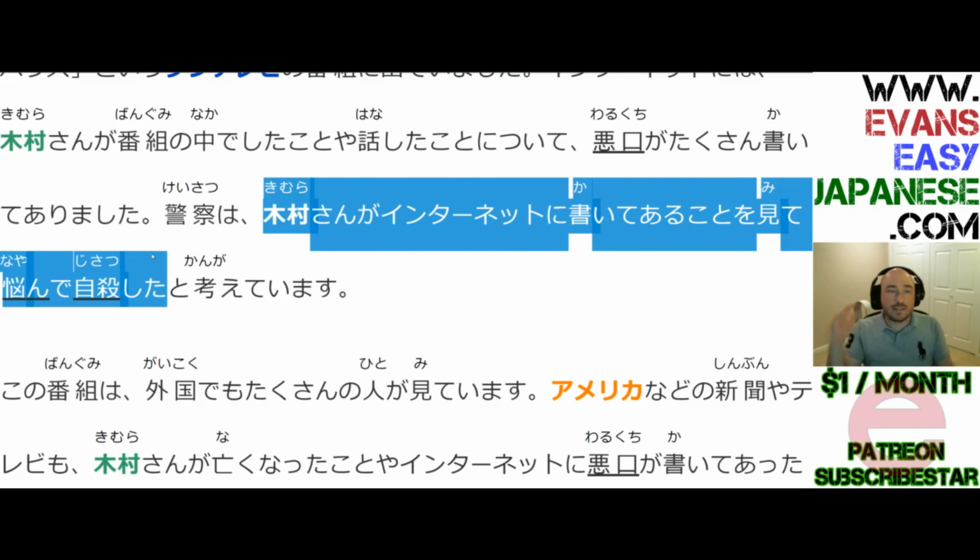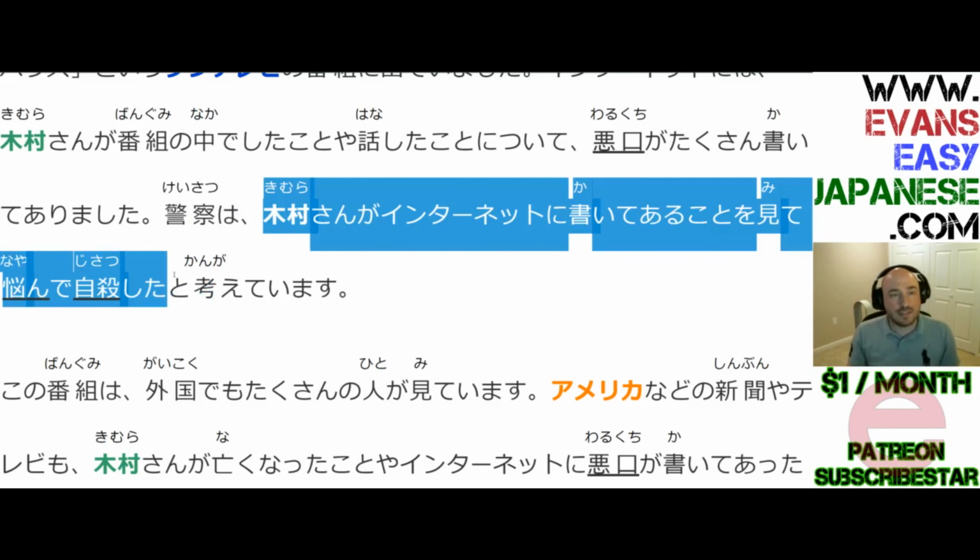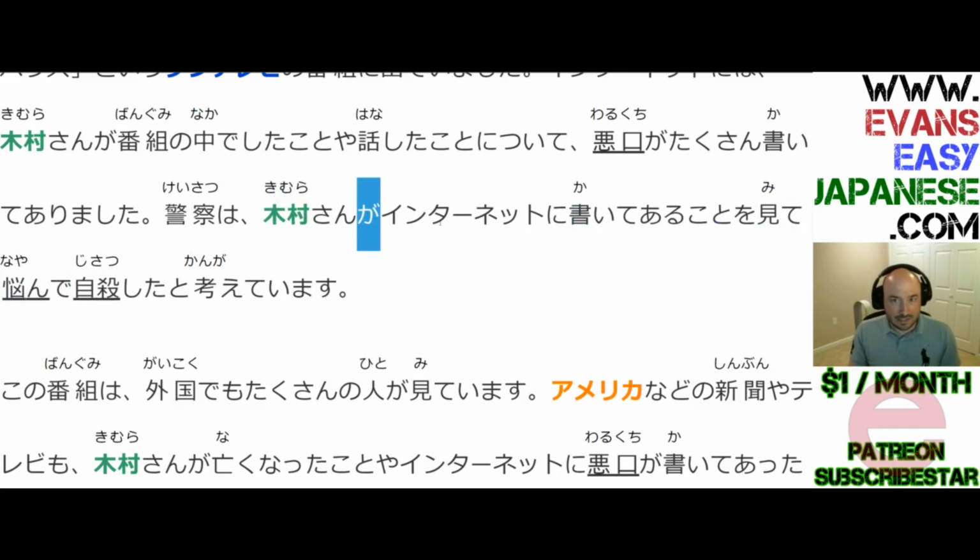The meat and potatoes of the sentence is actually the police are thinking. What are they thinking? And then because it's not the meat and potatoes of the sentence, so to speak, it's the subordinate clause. That's why the subject generally will get a ga particle inside of there. So Kimura-san is the one who mited. She is the one who nayanded, and she's the one who jisatsu shita. The keisatsu are the ones who kangaitemasu. Okay? All right, sad story.